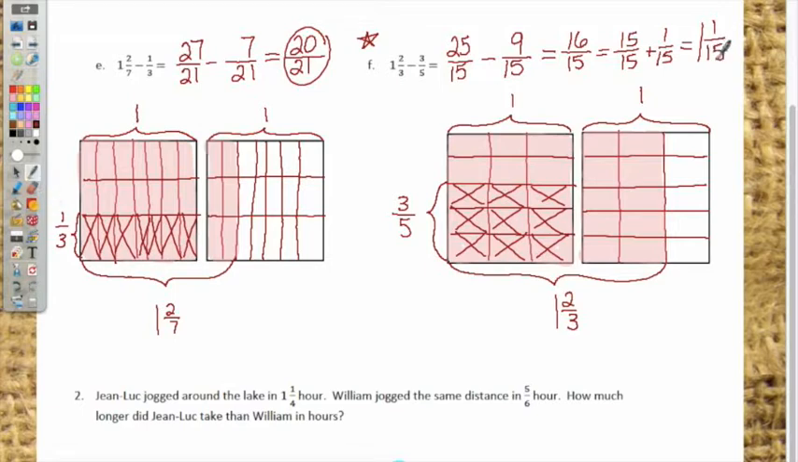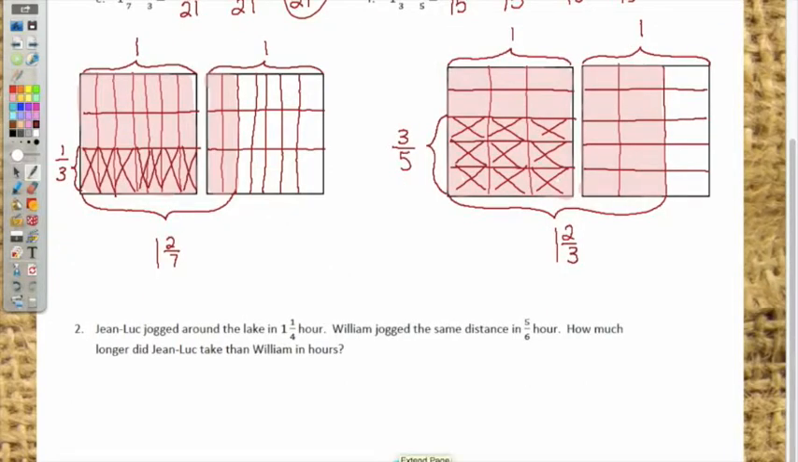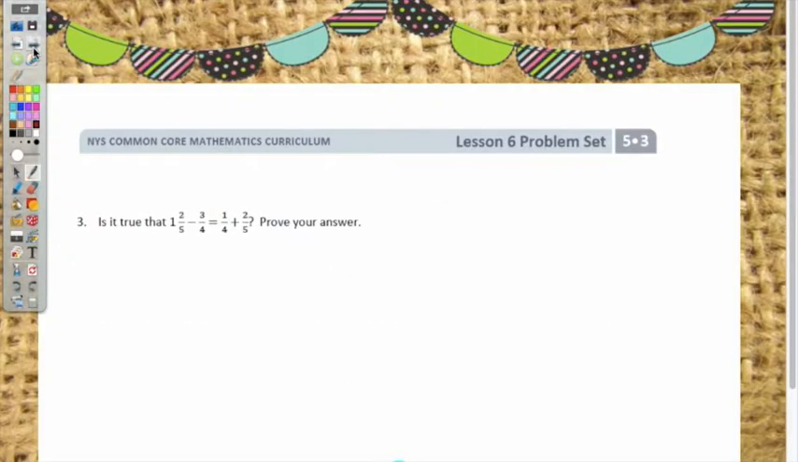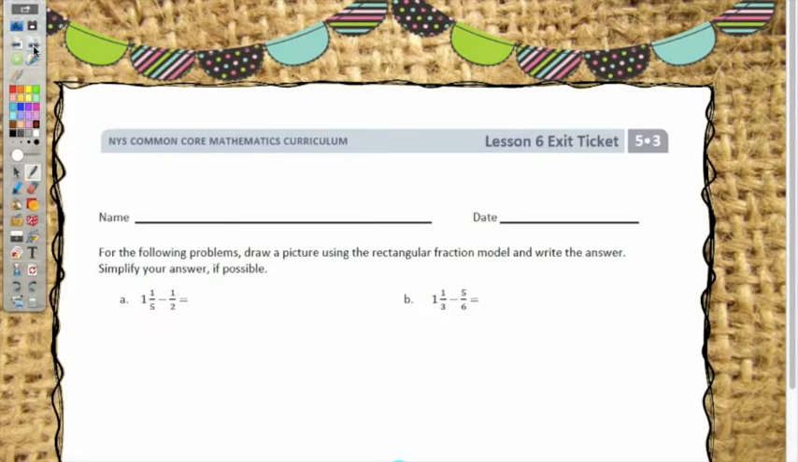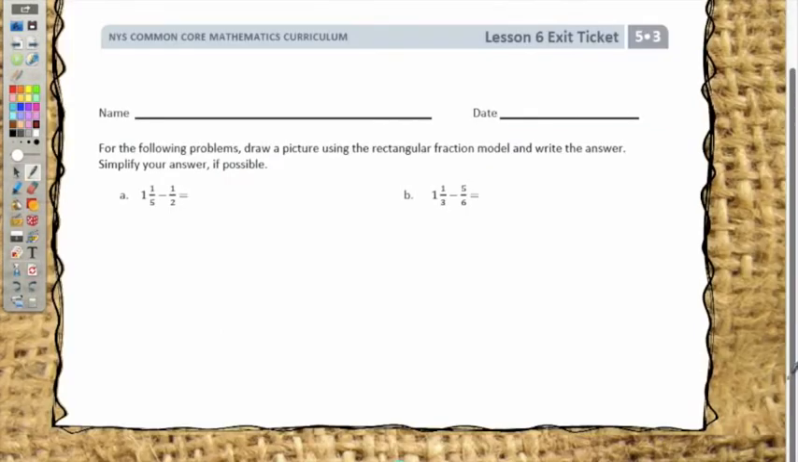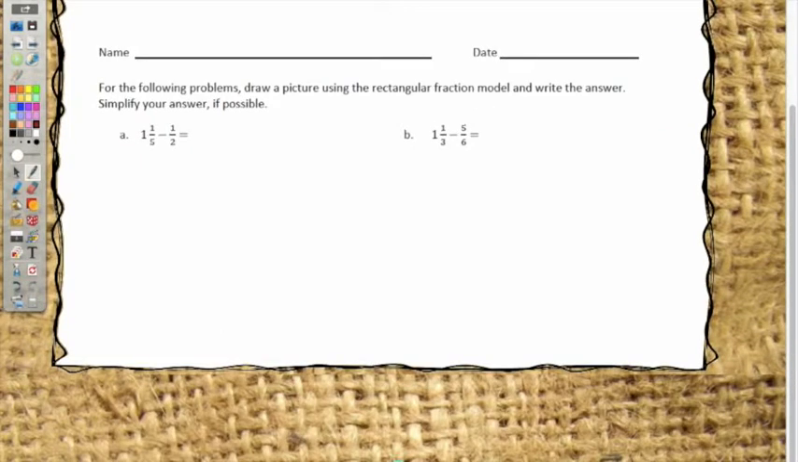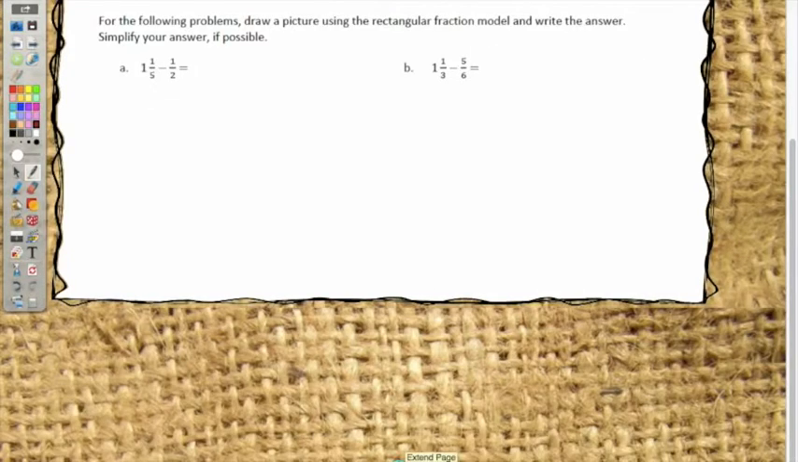Okay, let's take a look at the exit ticket. I'm a little worried about it. So we have to simplify. That's the least of my concerns. I just want to know if you can put your brackets in the right place, because typically they can't. This is the exit ticket. It looks different than yours, okay?